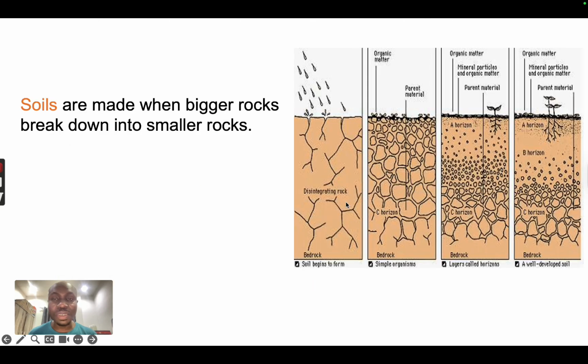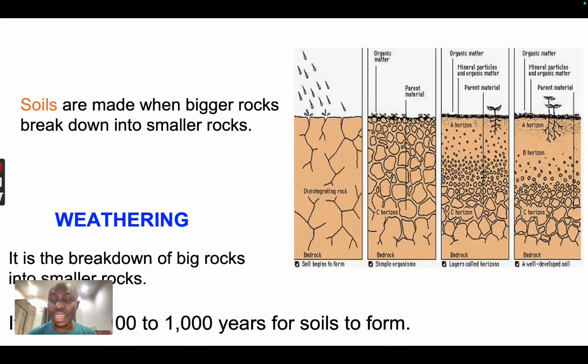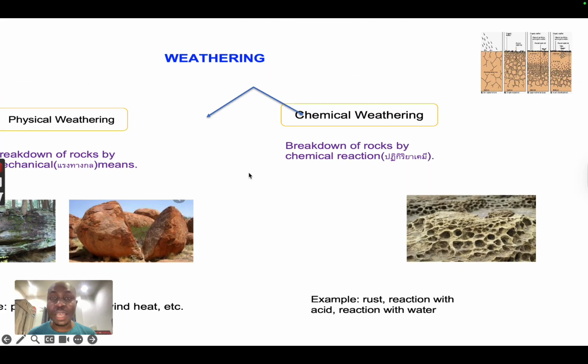Now, before we look at this question, let's learn about how soils are made. Soils are made when big rocks break into smaller rocks, and the smaller rocks break into smaller and smaller rocks. We call this weathering in science. This can take many years, hundreds or thousands of years. It is very slow. There are two types of weathering.